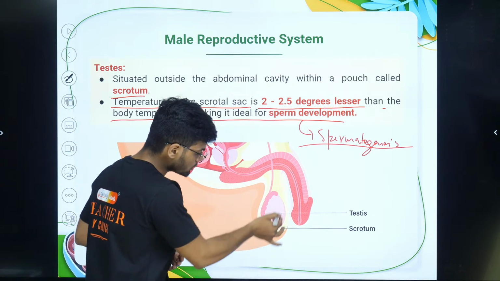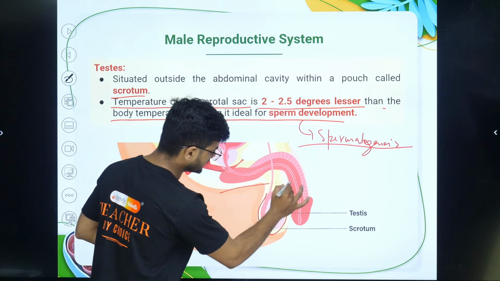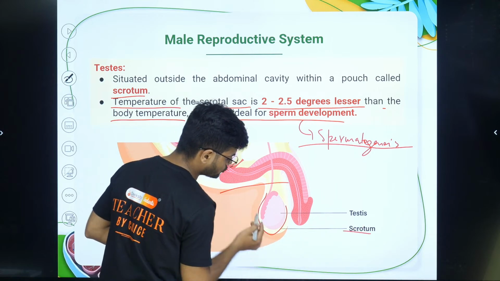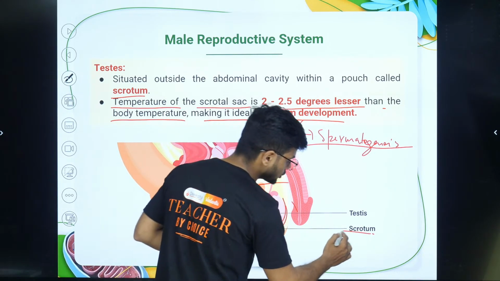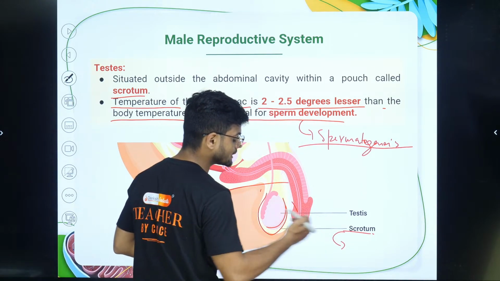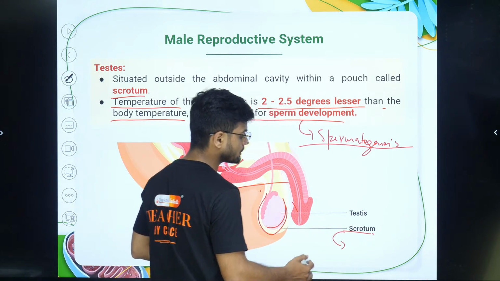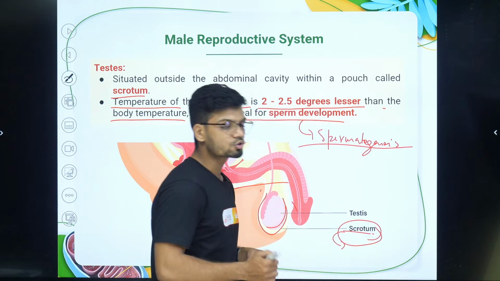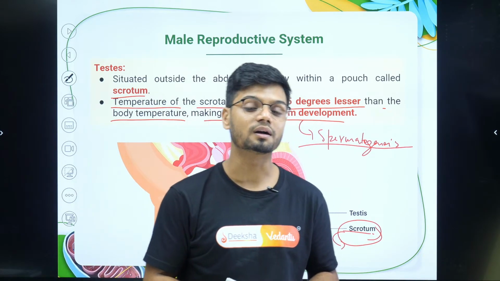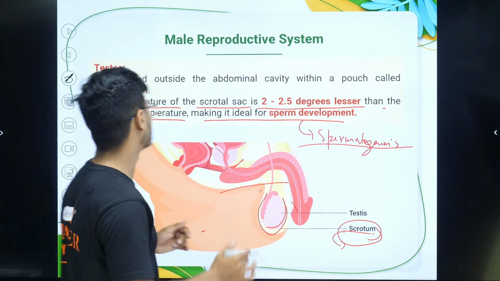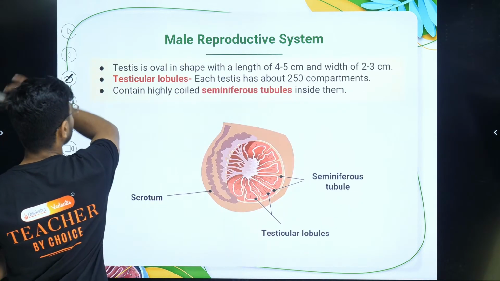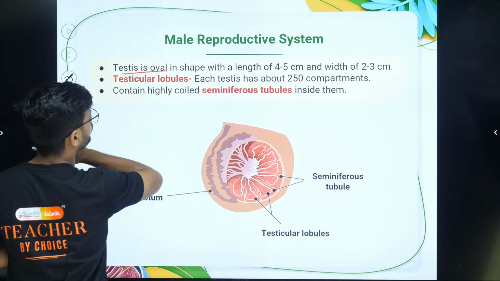See, the scrotum is situated outside the abdominal cavity. This is the abdominal cavity, and the scrotum is situated outside it. Why? Because the scrotum needs to maintain a temperature lower than the body temperature. So the scrotum helps in maintaining the temperature of the testis lower than the body temperature. Clear?